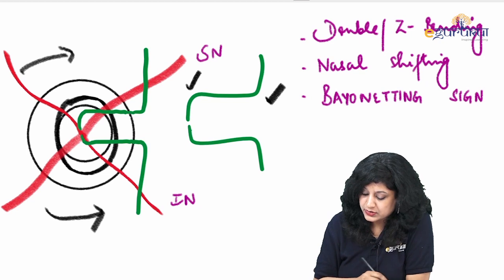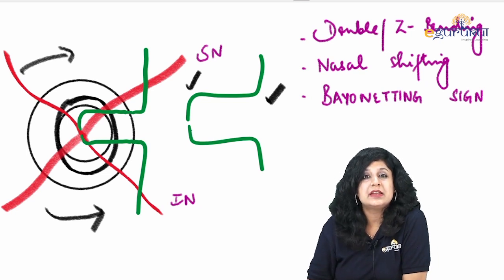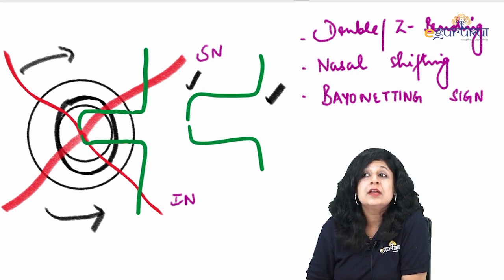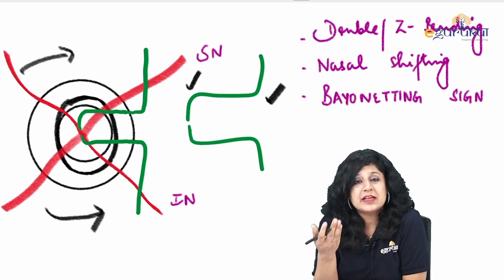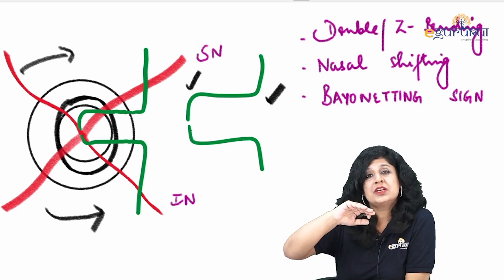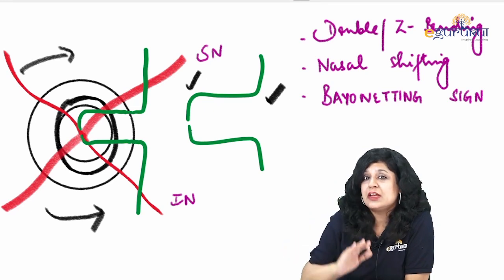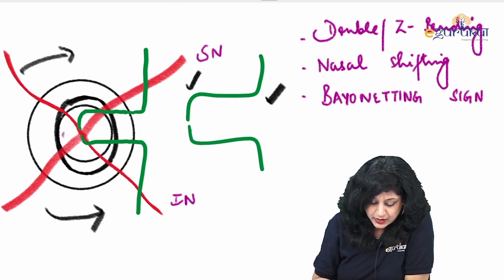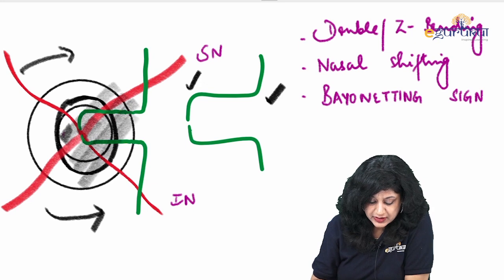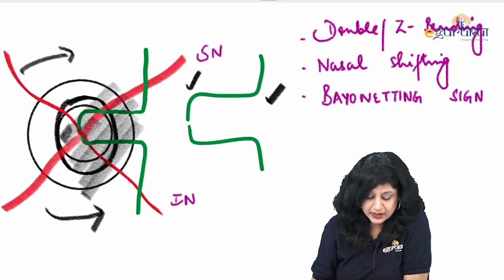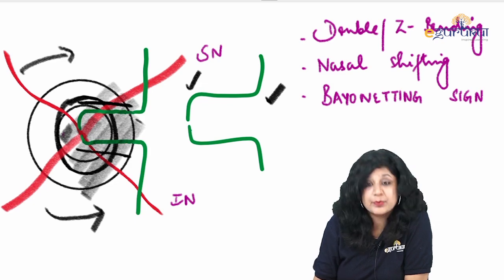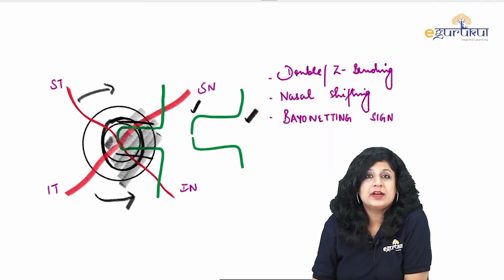So we have got the double bending or the Z bending, the nasal shifting of the blood vessels, and the sign is called the bayoneting sign, where it looks as if the vessels are broken off because they are bending on the posterior surface of the optic disc. You cannot see them from the anterior side. So on the anterior side they are hidden. This area you cannot see. You can see it only here. So it looks as if this much area is broken. That is why it is called the bayoneting sign.